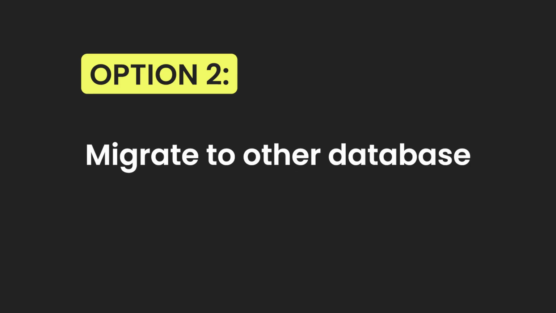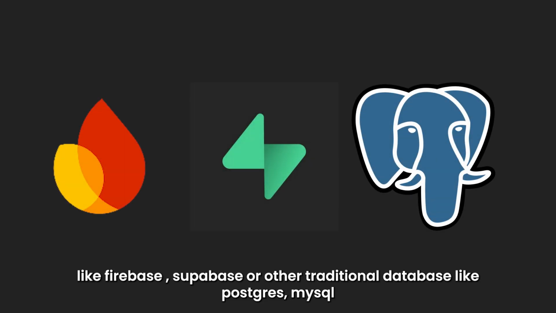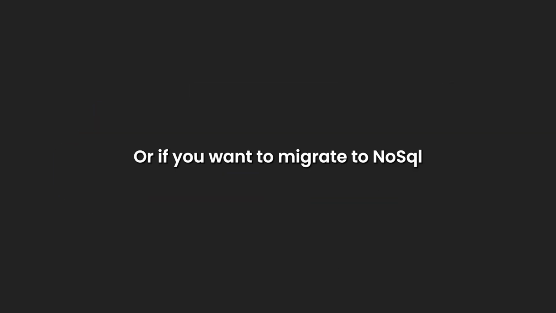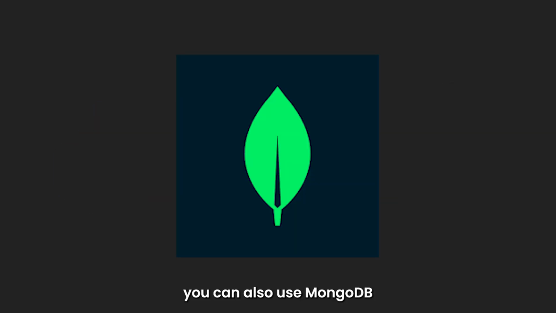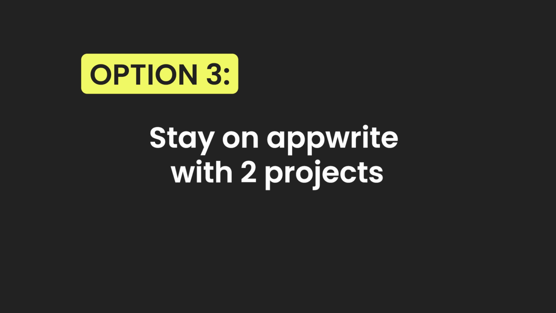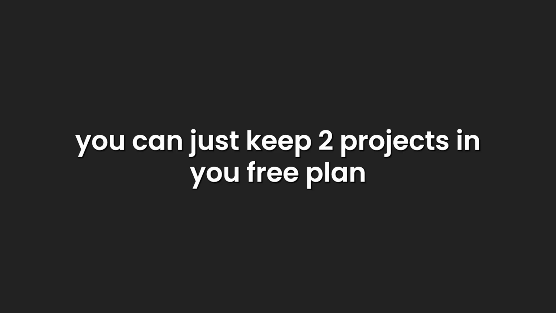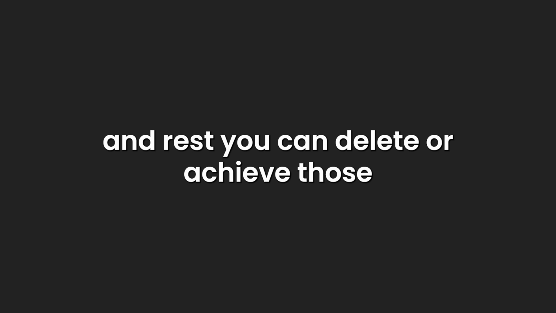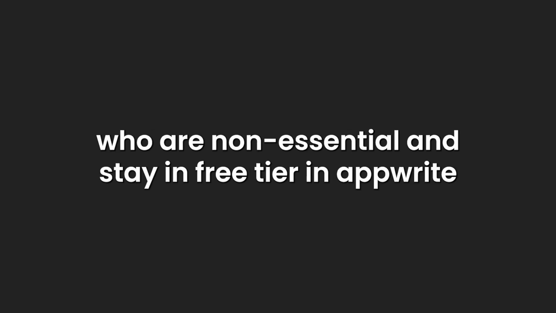Option 2 will be to migrate to another database like Firebase, Supabase, or any other traditional database like Postgres, MySQL, or if you want to migrate to NoSQL, you can also use MongoDB. Now the third option is that you can just keep 2 projects in your free plan, and the rest you can delete or archive if they are non-essential, and stick with the free tier inside Appwrite.